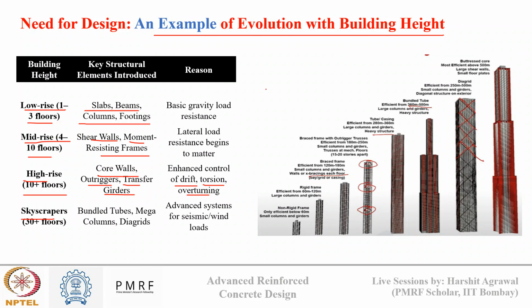So if you see, the structure is like this, a bundled tube. Okay, there is a big building in the center and small buildings on the side. So it is a bundled tube structure with mega columns and diagrids, as we say. And these are some advanced designs that are used to provide high control over seismic and wind load activities. Okay, so that's why design is important. It helps us to make reinforced concrete safe as per condition and as per requirement.